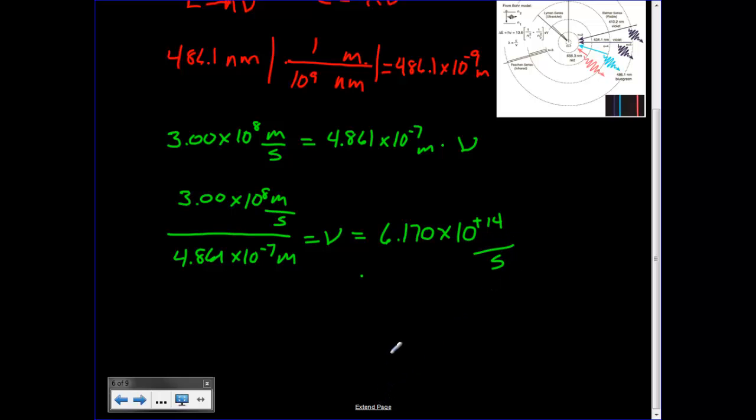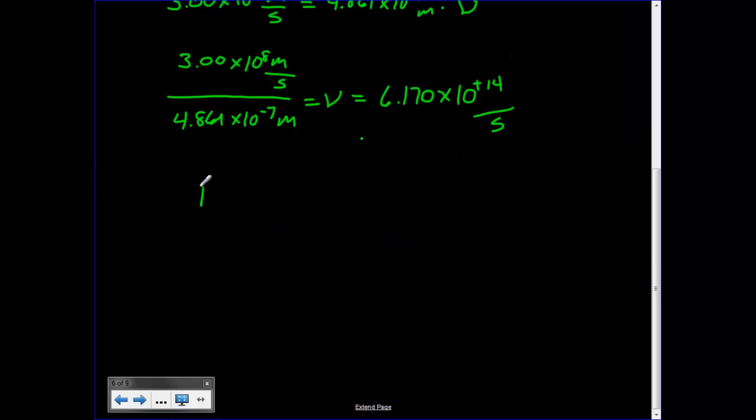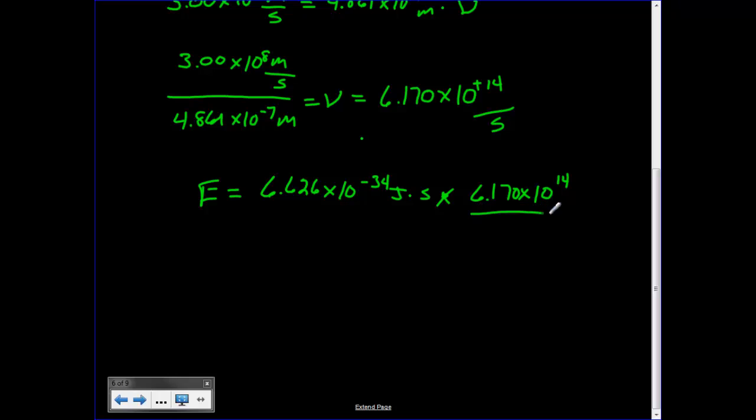So now all we have to do is take that into our other equation that we were playing with earlier and say that the energy is equal to Planck's constant, which was 6.626 times 10 to the negative 34th joule seconds, times the frequency, 6.170 times 10 to the 14th per second. And if you notice, our seconds are going to divide out and leave us simply with joules.